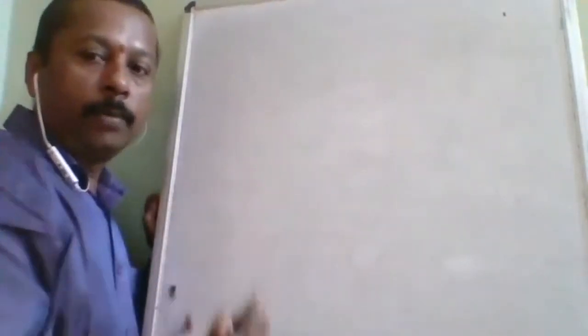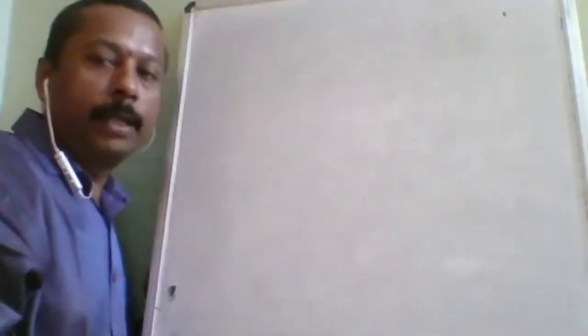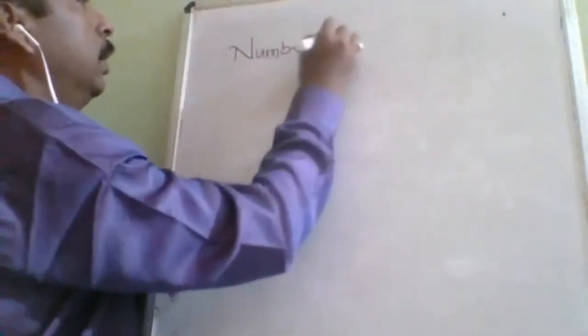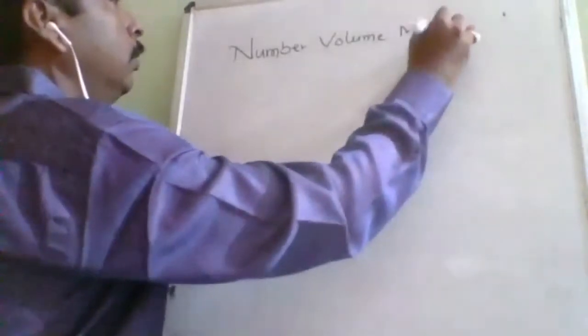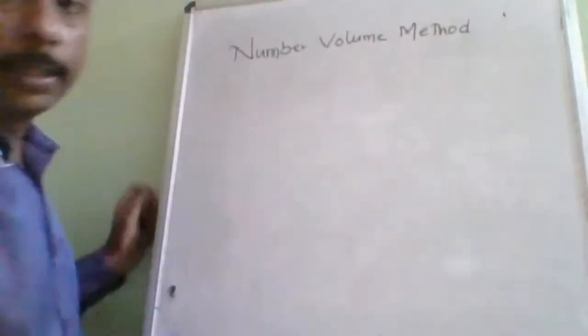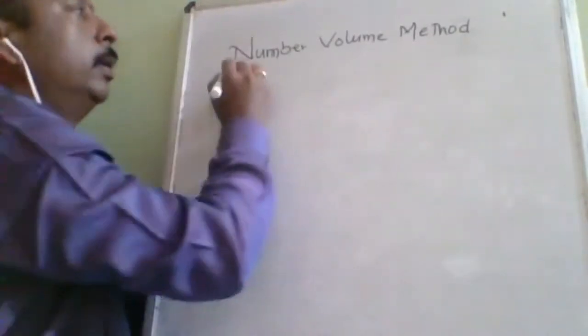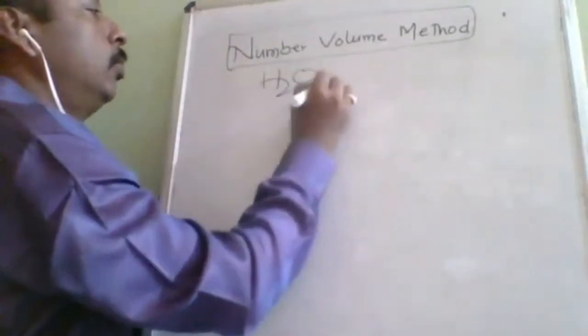Okay, from now onwards I am going to tell you the things which are required for the IIT, NEET, and Mains and Advanced. So first one is the number volume method. What method? Number volume method. Number volume method is a special condition, which is used for H2O2 alone.